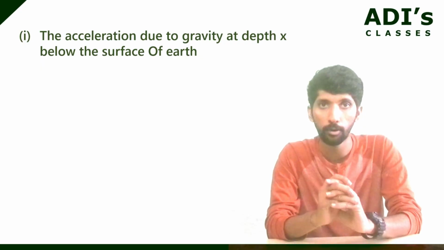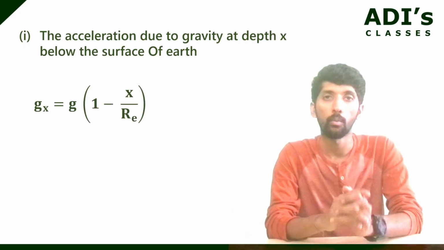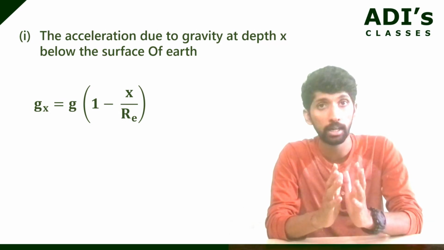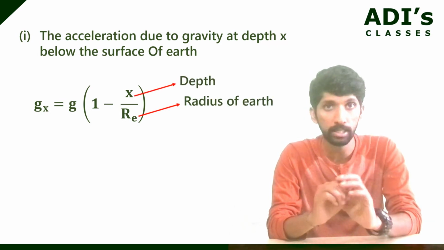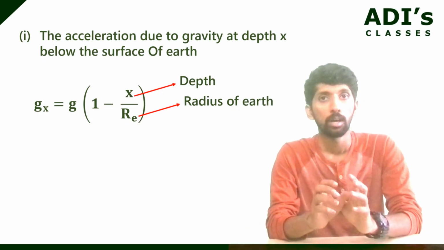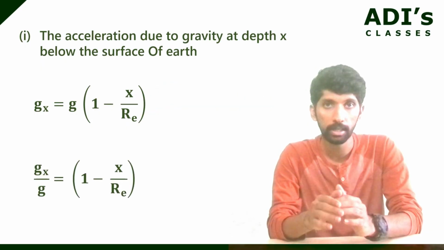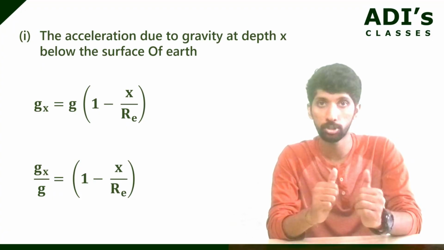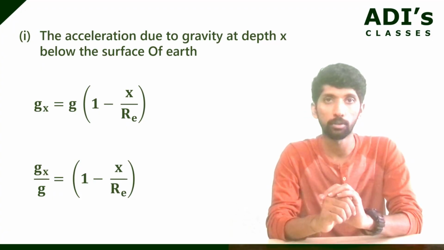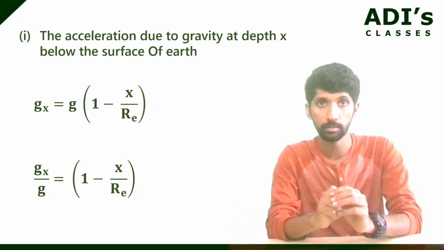See what we have, the formula is g' is equal to g into (1 minus x divided by Re), correct. Now Re was the radius of earth, x was the depth, correct. Now what we'll do is we'll take a ratio, that is we'll have g' divided by g, that's basically g at the depth divided by g at the surface, is equal to 1 minus x divided by Re, correct.